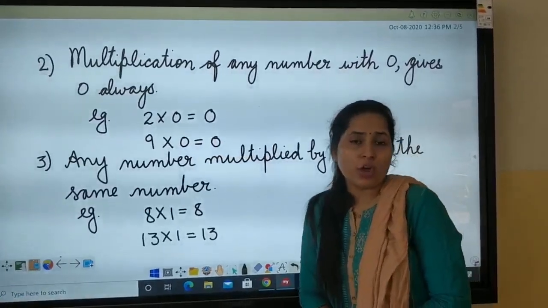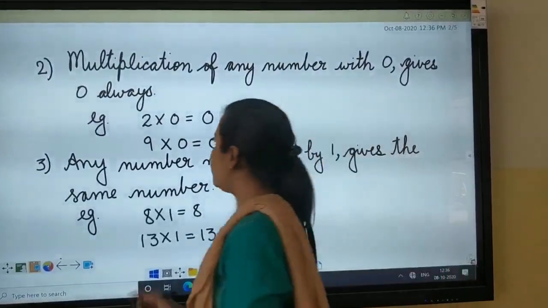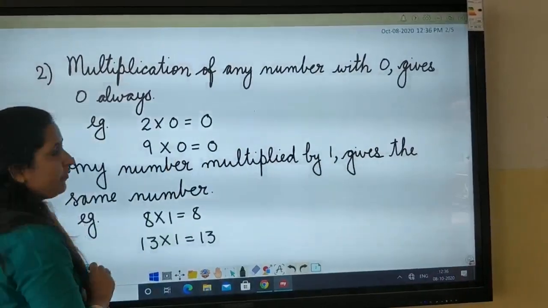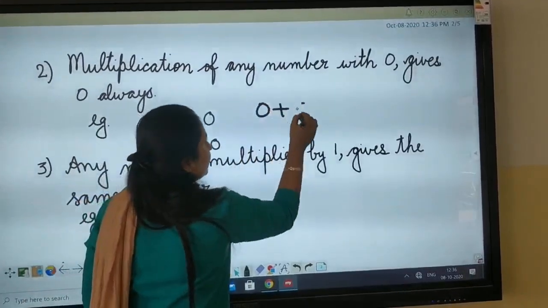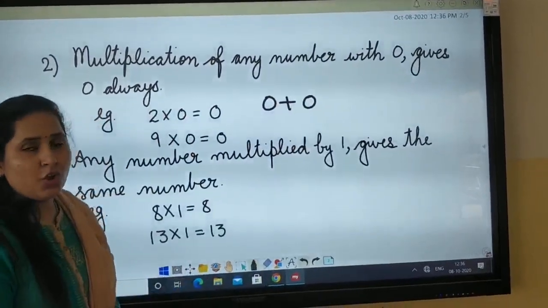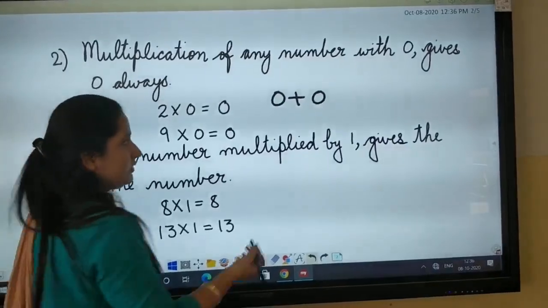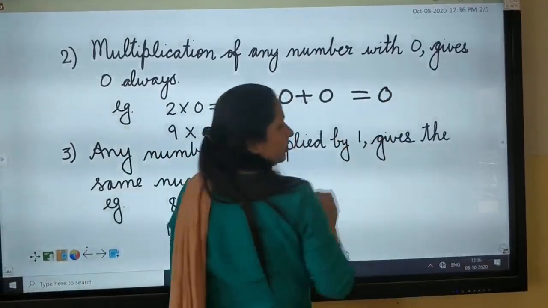So what is the meaning of 2 multiplied by 0? It means 2 times 0. We are adding 0 two times. So you can write it like this: 0 plus 0. And we know 0 plus 0 means 0. Nothing is there. That's why the answer is 0.